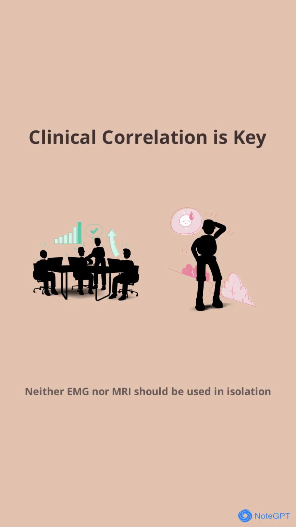Neither EMG nor MRI should be used in isolation. Clinical correlation, matching test results with patient symptoms and physical findings, is essential for accurate diagnosis. Both tests have strengths and weaknesses, and their results must be interpreted in the context of the patient's overall clinical picture. This approach helps avoid unnecessary treatments and ensures that patients receive care tailored to their specific needs.